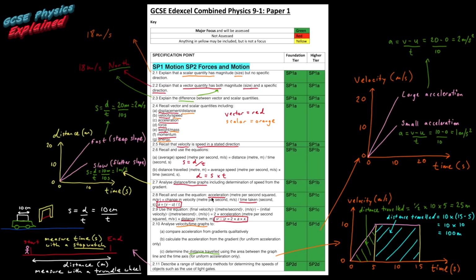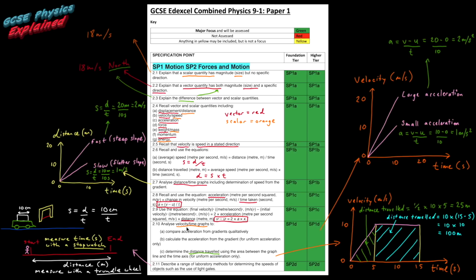Recall and use the equation: acceleration equals final velocity take away initial velocity, divided by the time taken for that change to happen. Use the equation v squared minus u squared equals 2 times a times x. So this is showing you the relationship between acceleration and distance. The other equation is the relationship between acceleration and time.